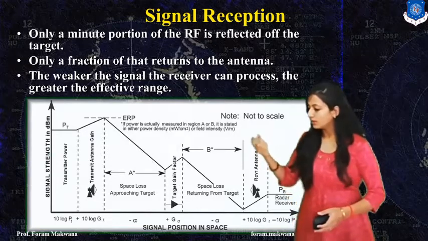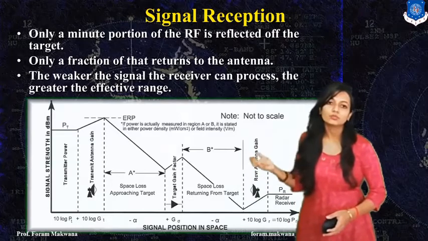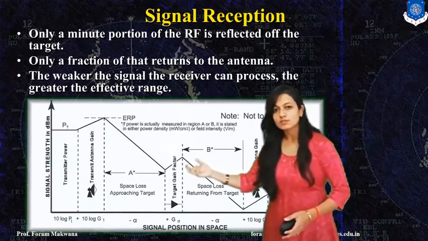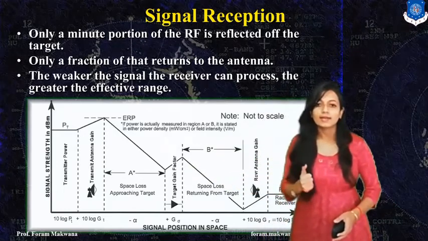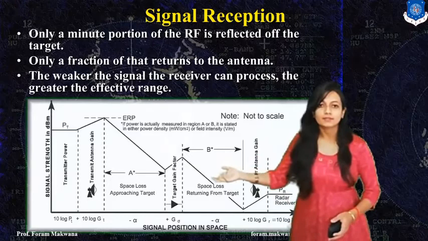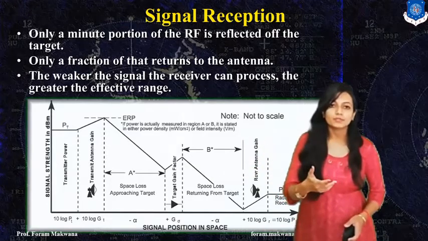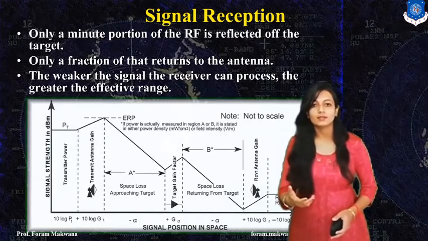Right? Third, as a signal is going to travel through space, we need to consider a space loss, right? Fourth, the target gain factor, because a target has a different shape. So based on that, we need to consider what is the gain of my target, right?